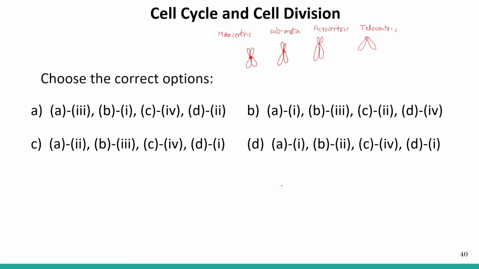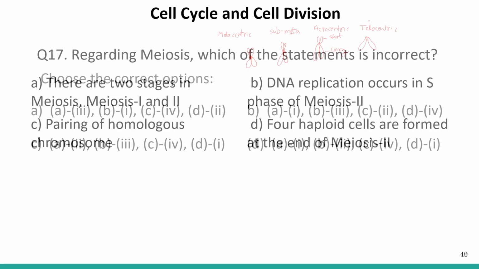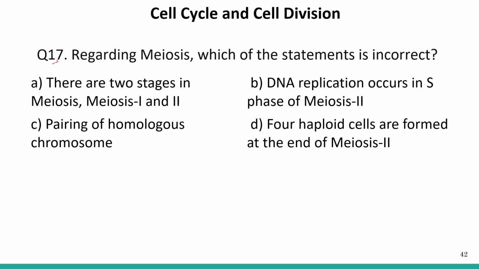Alright. So they are talking about the one short arm and one long arm. This is the short arm of the chromosome. This is the long arm of the chromosome. Now coming to the next question. Here they are saying regarding meiosis, which of the statements is incorrect? We have to identify the incorrect statement.